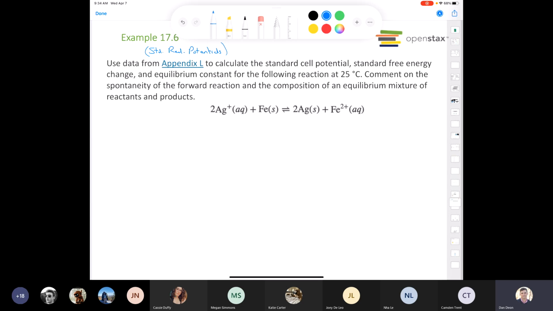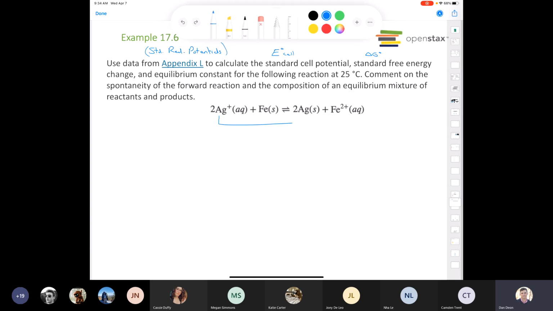Anyhow, you're going to use the standard reduction potentials to calculate the standard cell potential, which is E naught cell, standard free energy change, and the equilibrium constant, which of course, you guys know, is K. And we're going to solve for all 3 of those for this reaction at 25 degrees Celsius. And then we're going to comment on the spontaneity of the forward reaction and the composition of the equilibrium mixture of reactants and products.